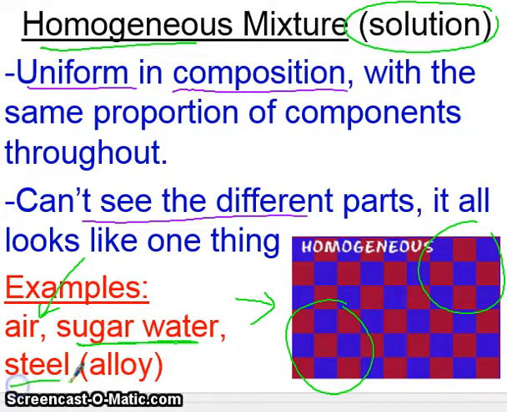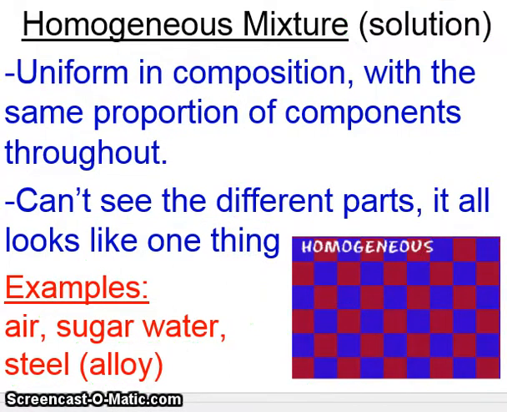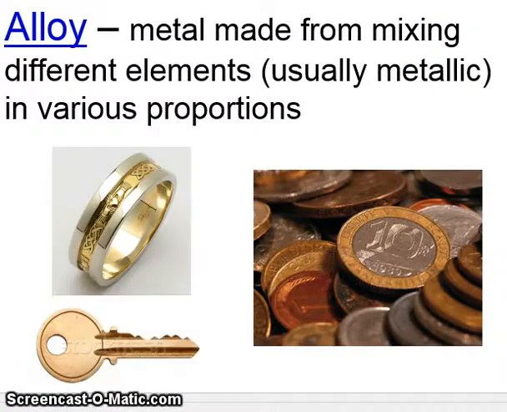A third one is steel. Now this is what's called an alloy, and on the next slide we'll define an alloy. But many metals are actually homogeneous mixtures, and essentially these are metals that are not found on the periodic table. They are considered mixtures. So by an alloy, what we mean is a metal made from mixing different elements.